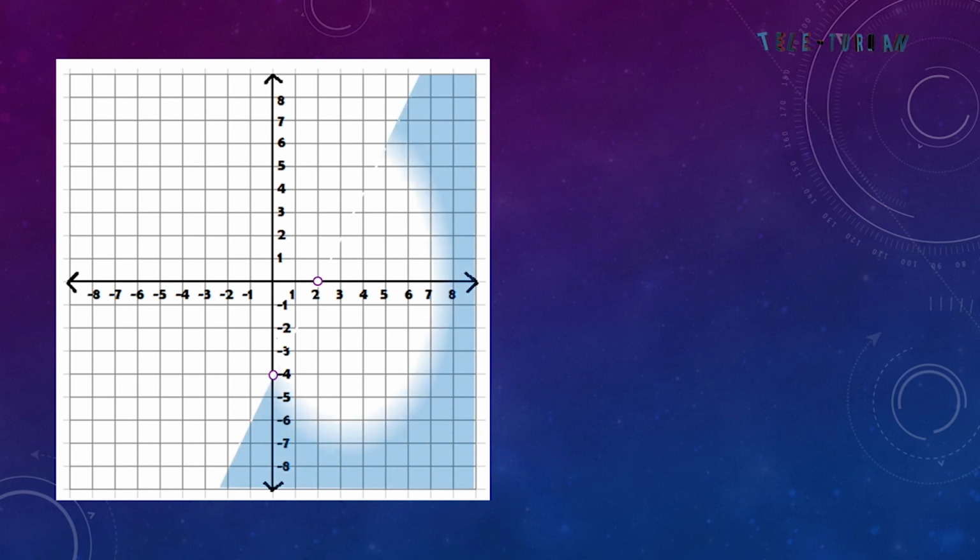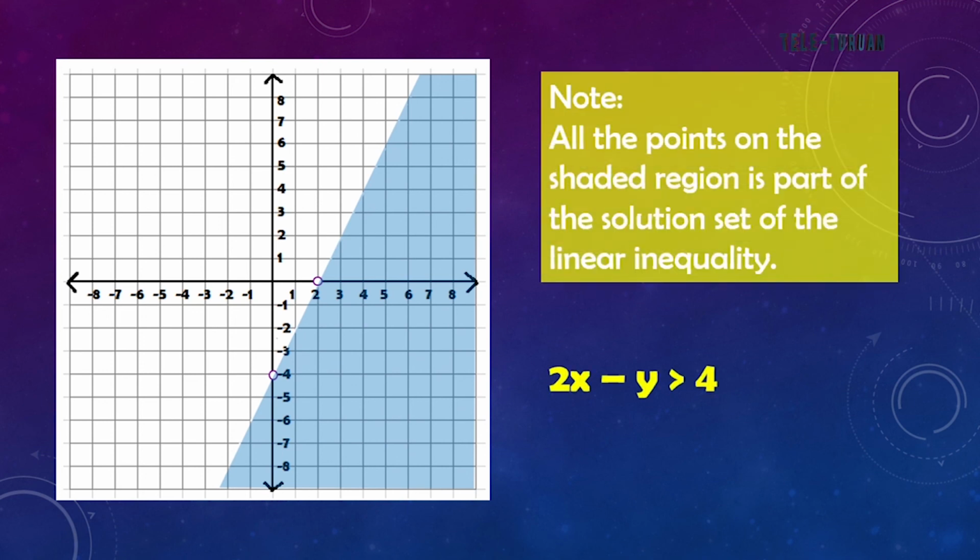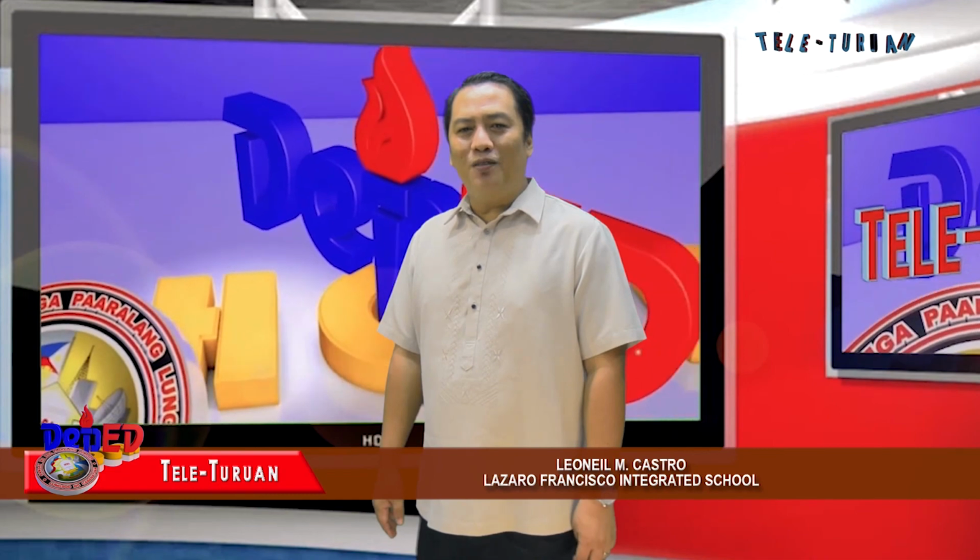You can do that using a color pencil, a Crayola, or a pen. That is now the graph of 2x minus y is greater than 4. Take note, all the points on the shaded region are part of the solution set of the linear inequality. Is that easy or very easy?